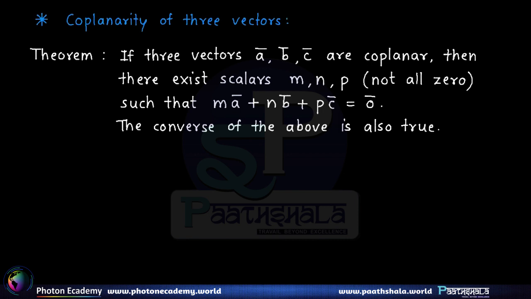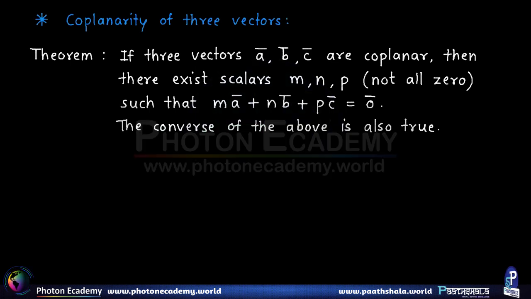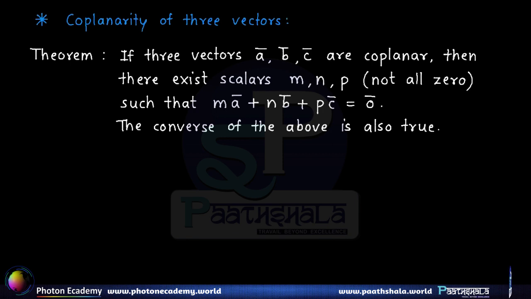Now similar to the last two theorems which were related with collinearity of two vectors, here we extend that and learn two theorems related with coplanarity of three vectors, right? So out of those two, now we have the first one. This theorem states that if three vectors a bar, b bar and c bar are coplanar, then there exist scalars m, n and p, not all 0, such that m a bar plus n b bar plus p c bar is equal to 0 bar, and the converse of the above theorem is also true.